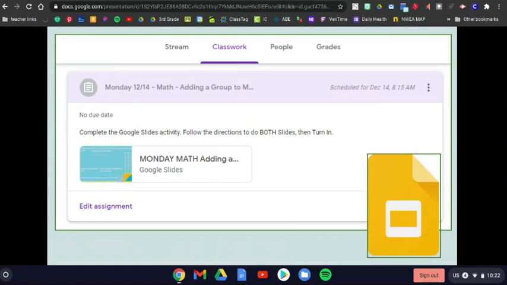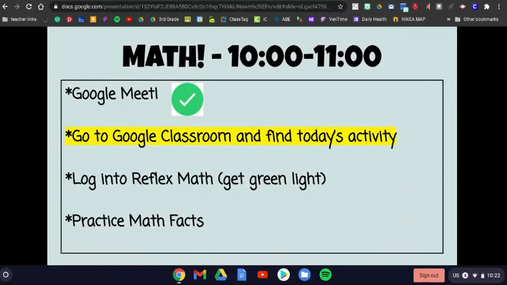Please take your time with today's activity, not because it's difficult, but because the procedure in the Google slide is tough for us sometimes. If you need help, send me a message and I'll get back to you ASAP. I think you'll find it very easy once you start moving the stuff over, just to answer those questions by adding a group to multiply. So it's the end of math. Check mark for your Google Meets. You're going to go and do today's activity and then get on Reflex.